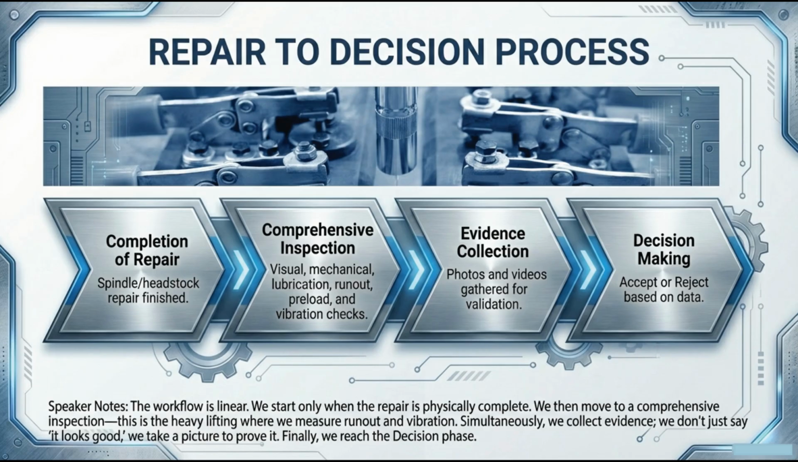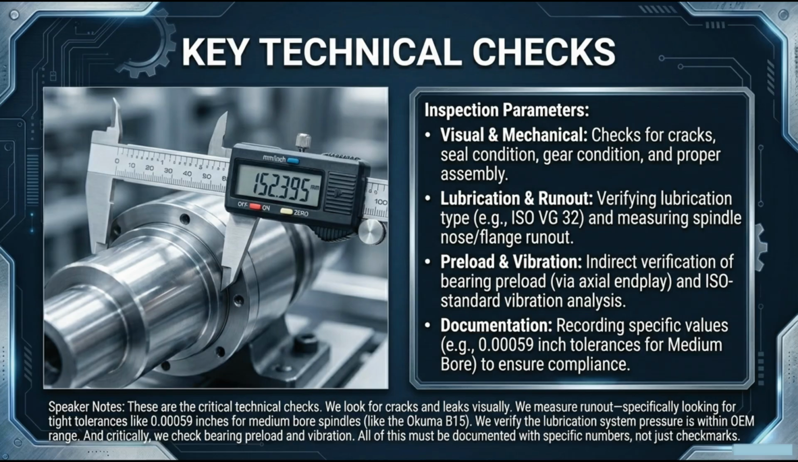The process flows from the completion of the repair to a comprehensive inspection. Next, evidence is collected for validation, leading to the final decision of acceptance or rejection based on the data. Key technical checks include visual and mechanical inspection, verification of lubrication and runout, and analysis of bearing preload and vibration. All findings must be thoroughly documented.